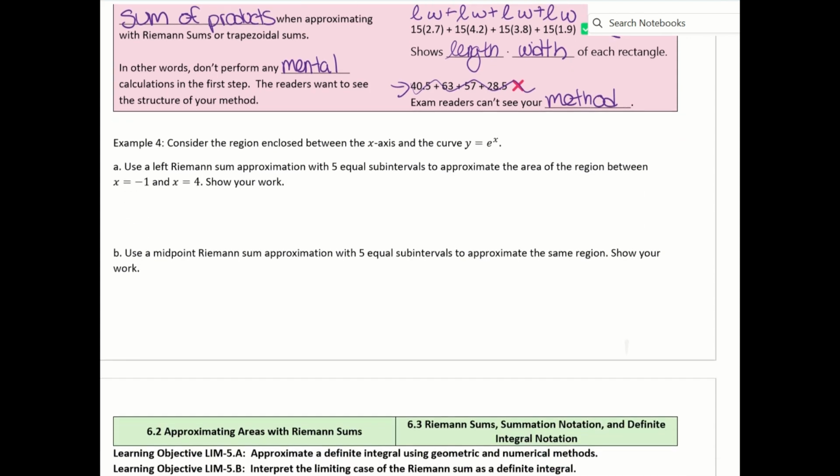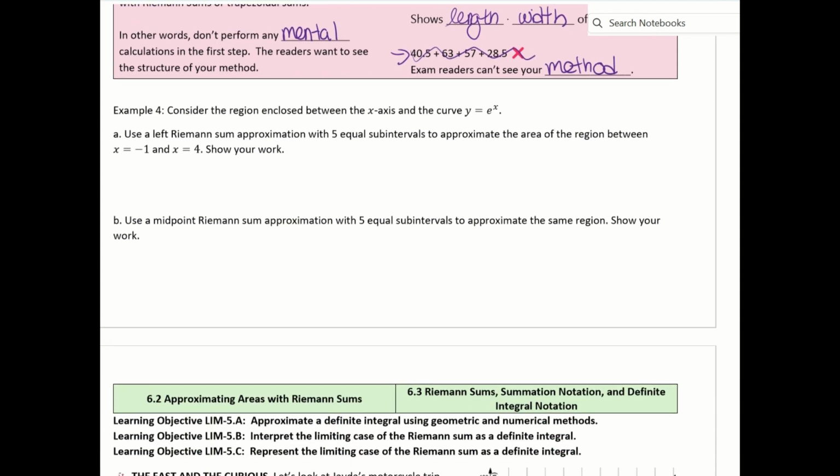All right, last one. Consider the region enclosed between the x-axis and the function e to the x. Use a left Riemann sum approximation with 5 equal subintervals between -1 and 4. So to make our lives easier, let's make a chart. Our inputs are x values, and we're going from -1, 0, 1, 2, 3, and 4.